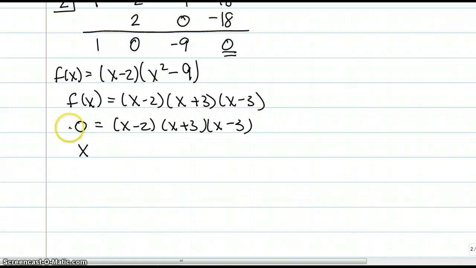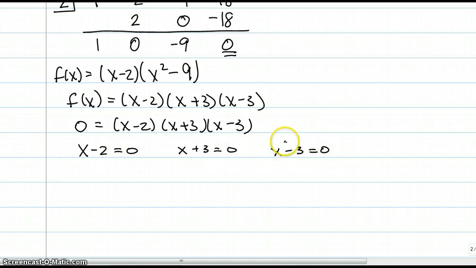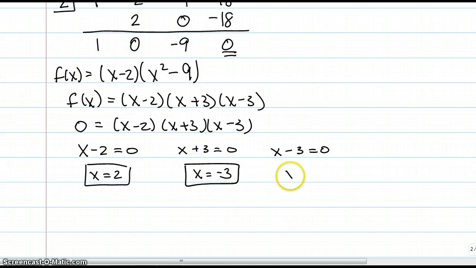So if these three factors multiply to 0, then each of these factors has the possibility of being 0. So x minus 2 equals 0, x plus 3 equals 0, and x minus 3 equals 0. I'm just setting each factor equal to 0. So x equals 2, x equals negative 3, and x equals positive 3. And those are the three zeros of the function f. And we did this by using the factor theorem and synthetic division.